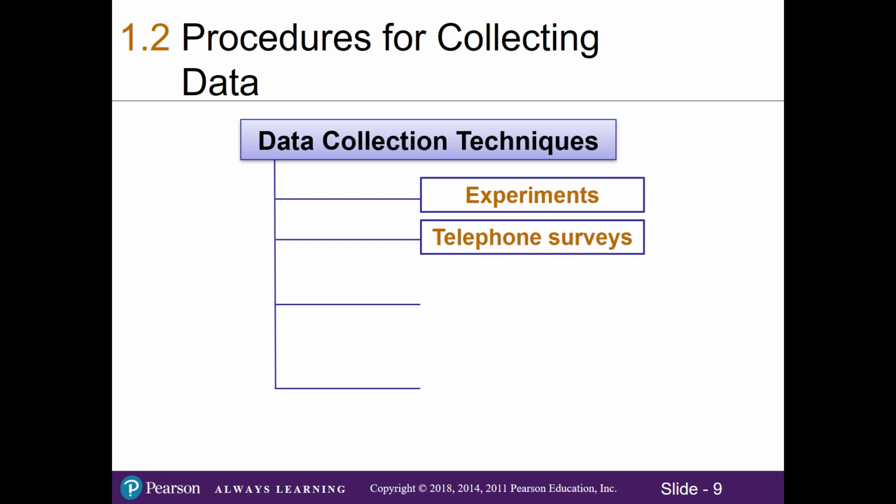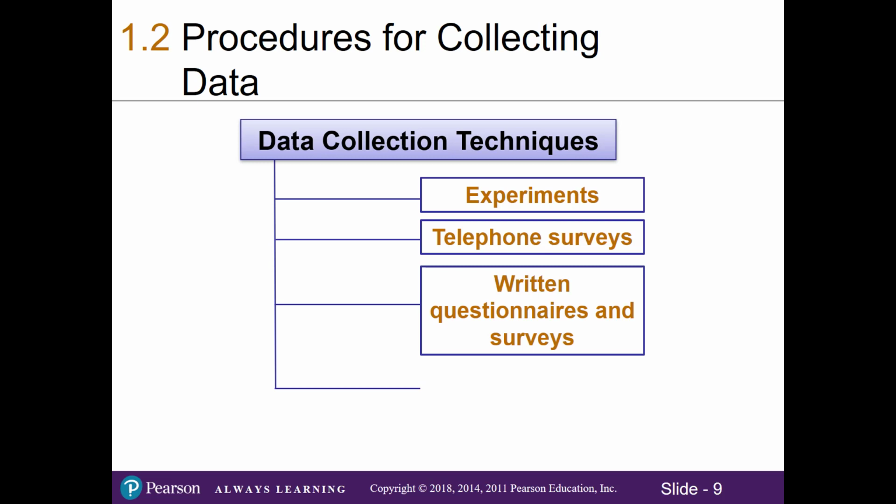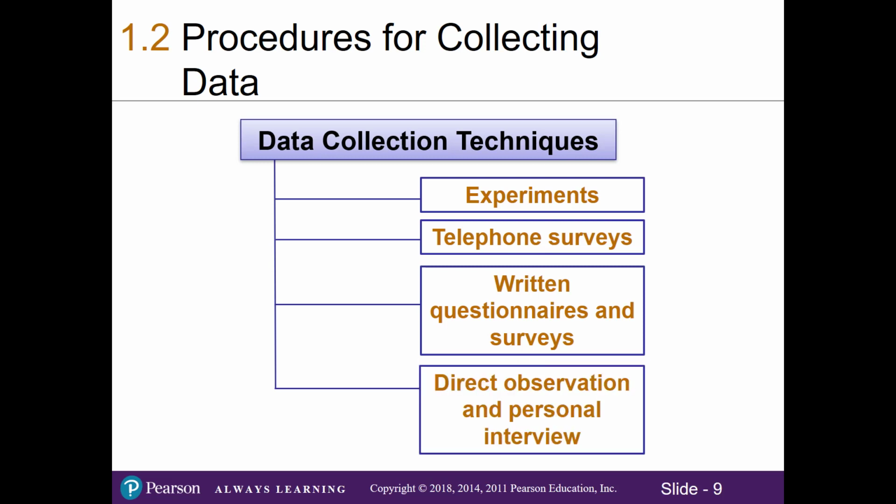Another form of data collection technique that you might be familiar with is phone surveys. Typical applications include political polls, market research, customer satisfaction surveys, and even healthcare studies. Some of the issues with phone surveys, though, is that people will screen their calls to avoid them. Sometimes respondents are not home, and it also requires trained callers to consistently conduct the surveys. What we'll actually focus on a bit more is written questionnaires and surveys, and direct observation and personal interviews.